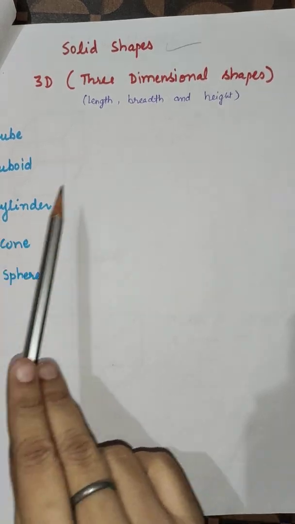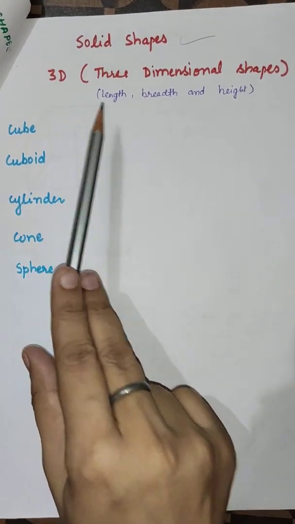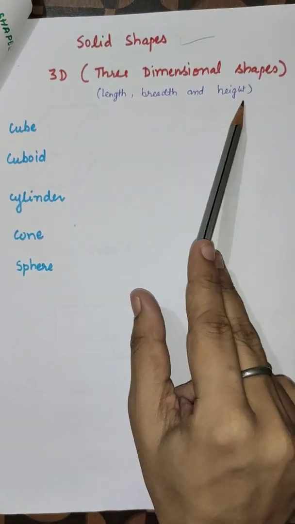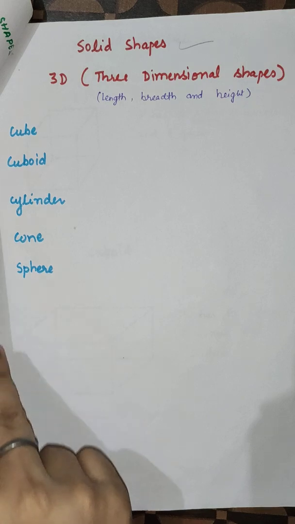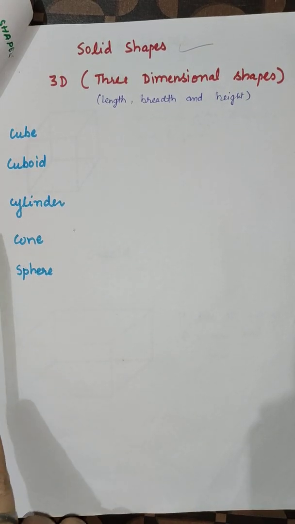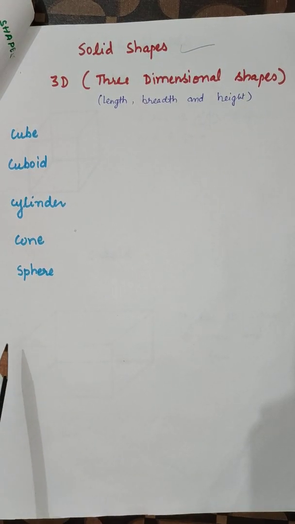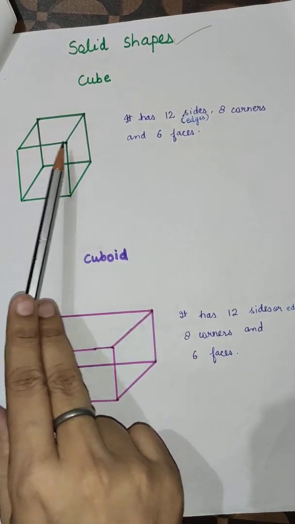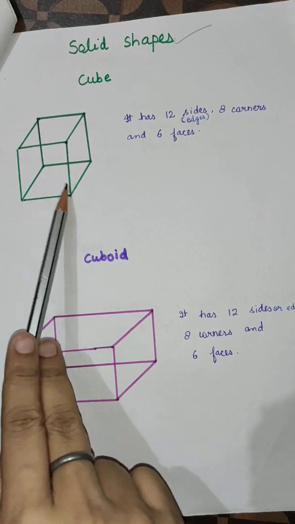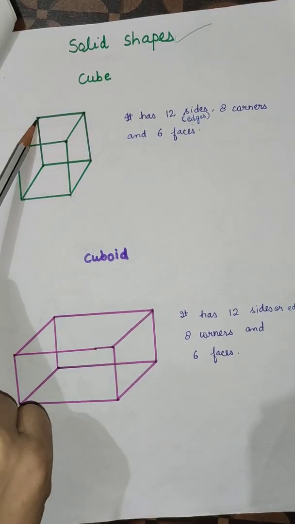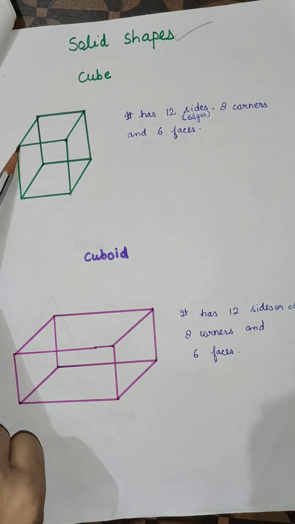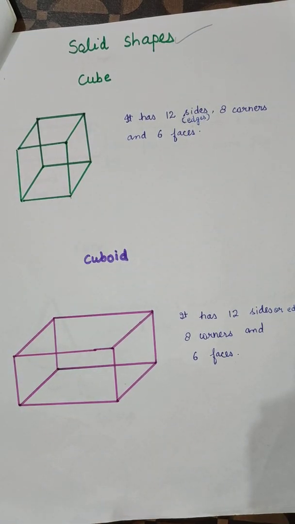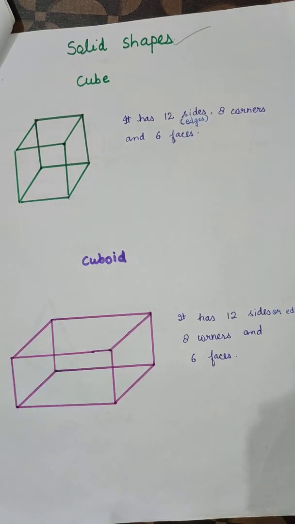Solid shapes we call 3D shapes, three-dimensional shapes, which have length, breadth and height. Examples of 3D shapes are cube, cuboid, cylinder, cone and sphere. Now this is a cube. It has 8 corners, 1, 2, 3, 4, 5, 6, 7, 8. 12 sides, 1, 2, 3, 4, 5, 6, 7, 8, 9, 10, 11, 12. 12 sides, 8 corners and 6 faces.